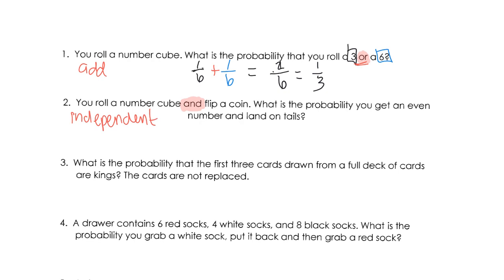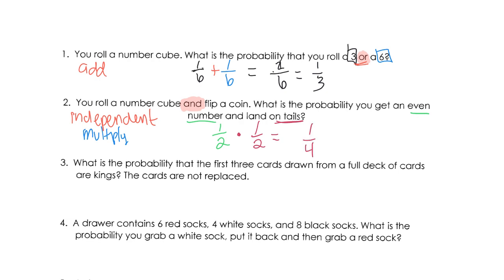Okay, so let's find our probability separately, and remember, this tells me to multiply. The probability I'll get an even number on a number cube is 1/2. The probability of landing on tails is 1/2. When I multiply those, I get 1/4.